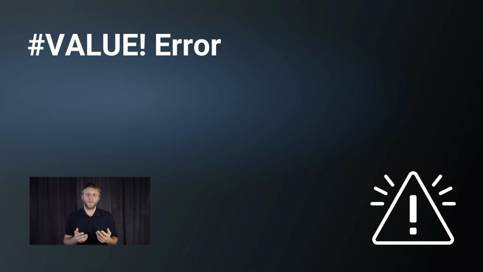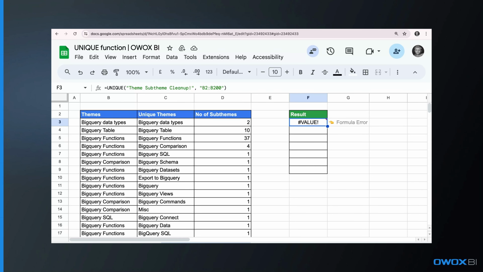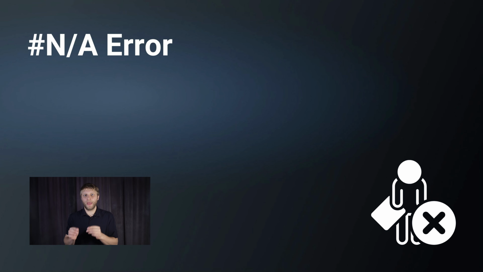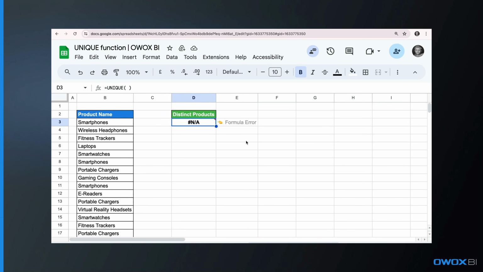Let's now talk about some specific errors that you might encounter. Number 1. The VALUE error. This usually means there is something off with your range. Make sure it's correctly formatted and referenced. Number 2. The N/A error. Double check that your range is correctly defined. Without the right range, unique cannot do its job.